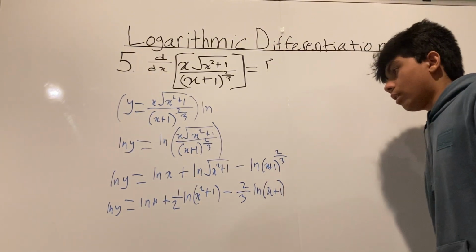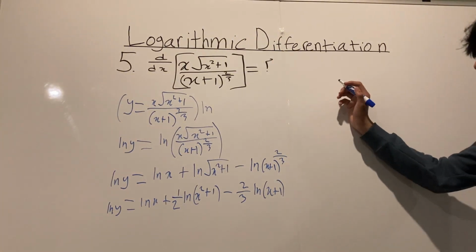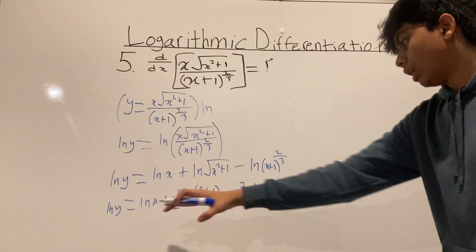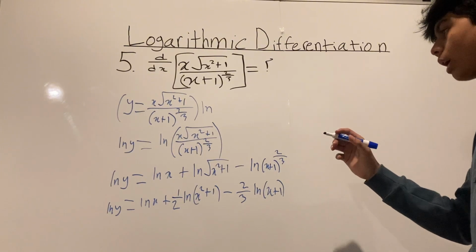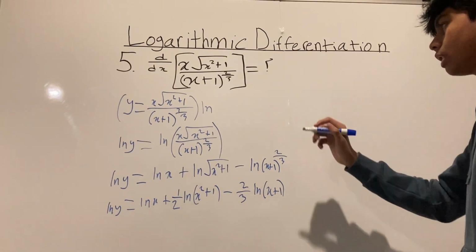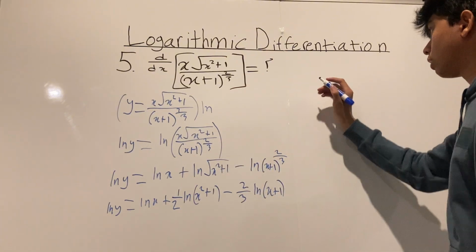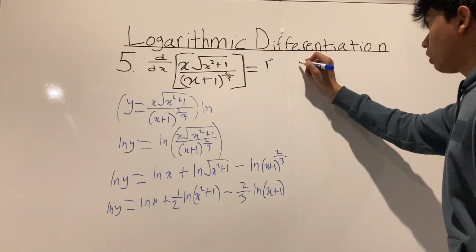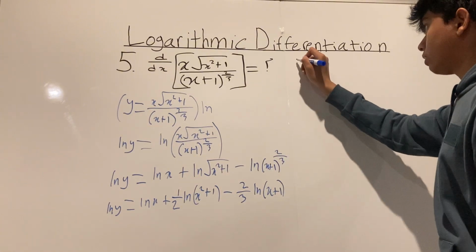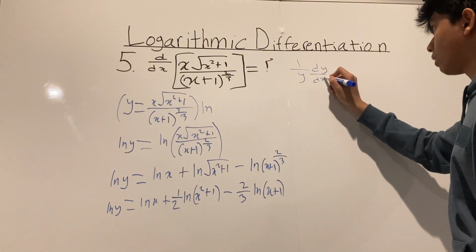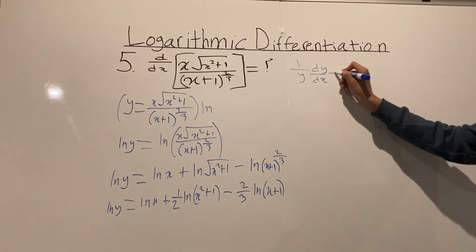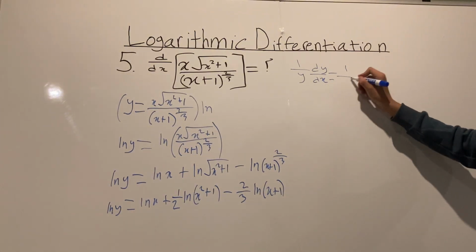Now, let's move over here. So now let's find the derivative of both sides. The derivative of ln y is 1 over y dy/dx, because we're differentiating with respect to x. And this is equal to, ln x, the derivative is just 1 over x.